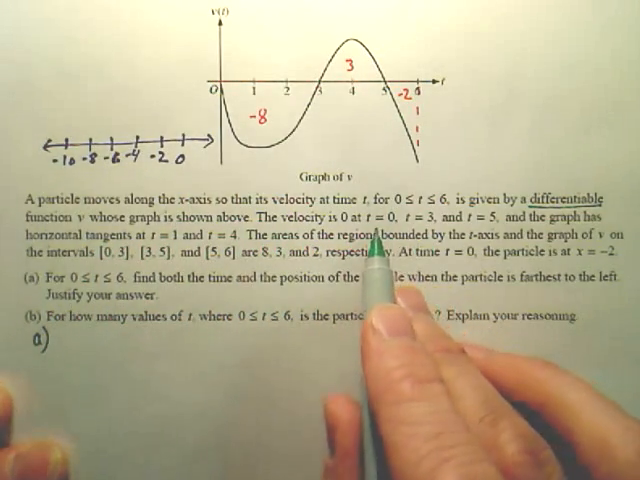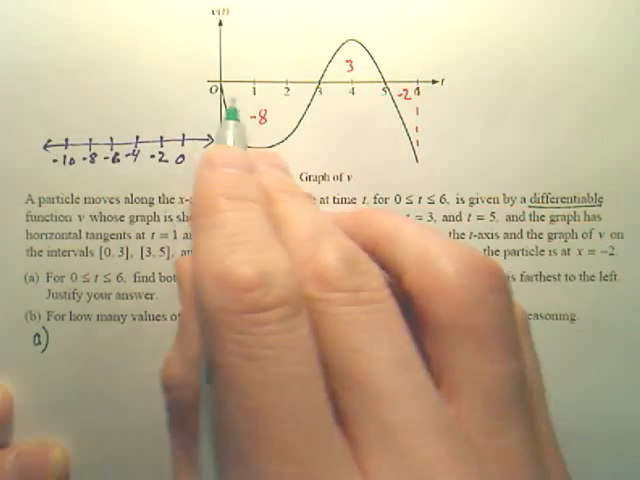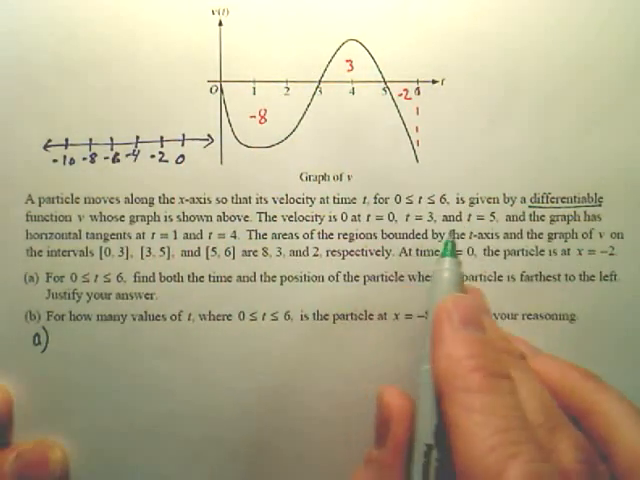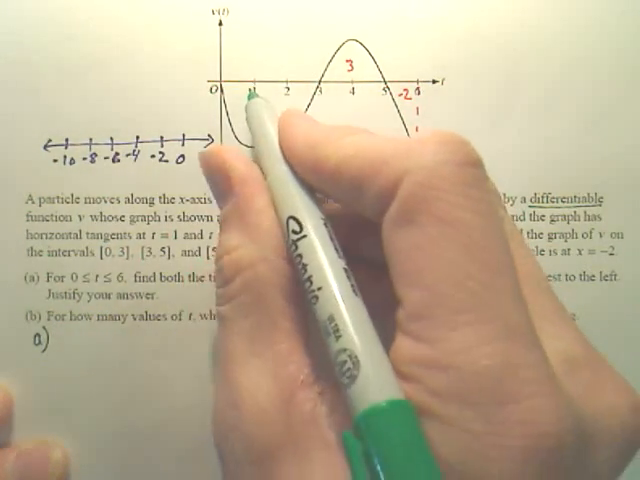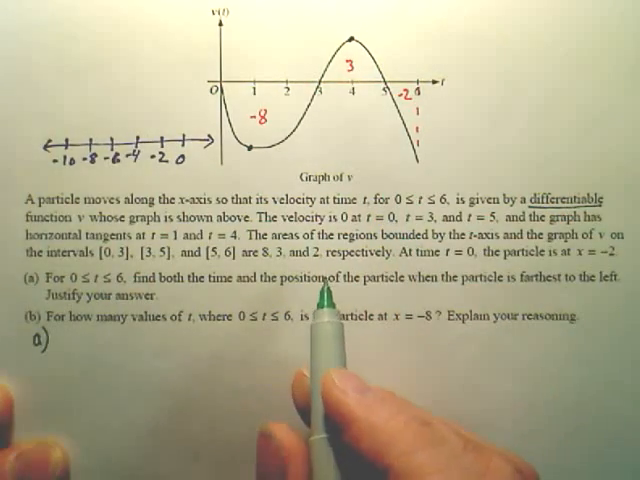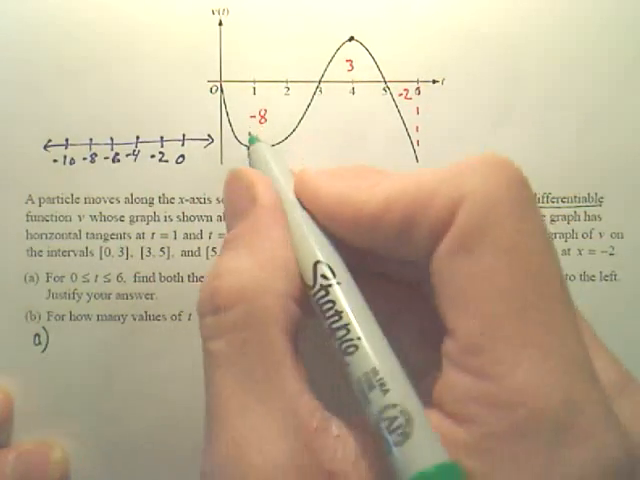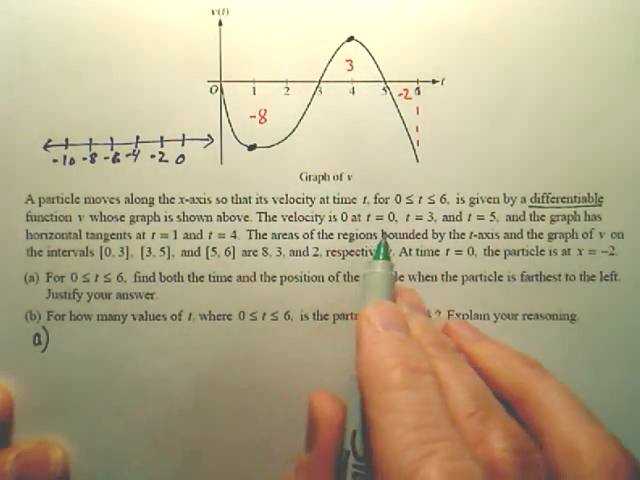The velocity is 0 at these three spots. It's pretty obvious. At this, this, and this, the velocity is 0. That's obvious, horizontal tangent lines. So right here and right here, you have a horizontal tangent line. Doesn't apply to these two problems.